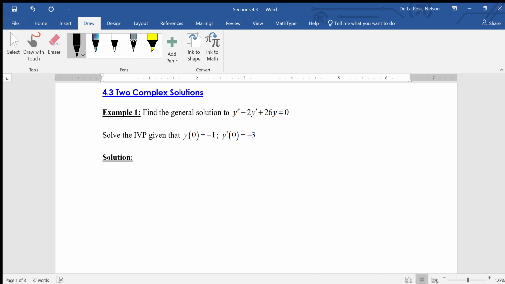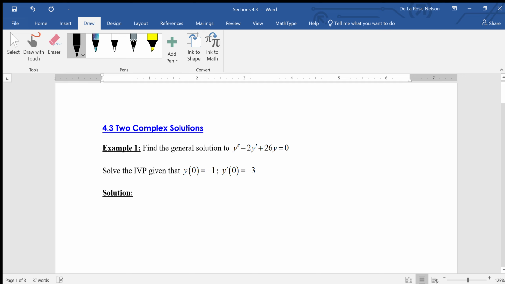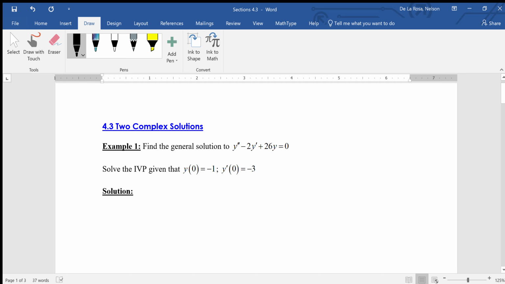Section 4.3, two complex solutions. So this is a problem of solving an initial value problem that involves a second order differential equation which is homogeneous because the right side is 0. So first of all, we have to find the general solution.